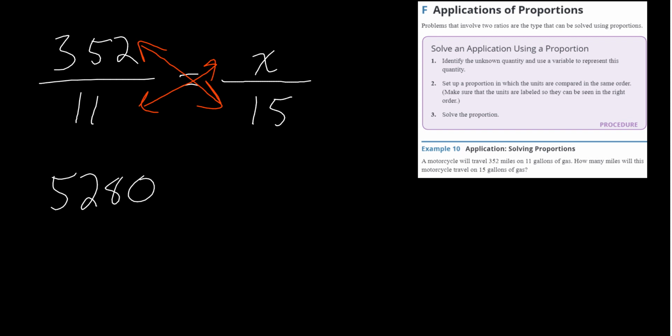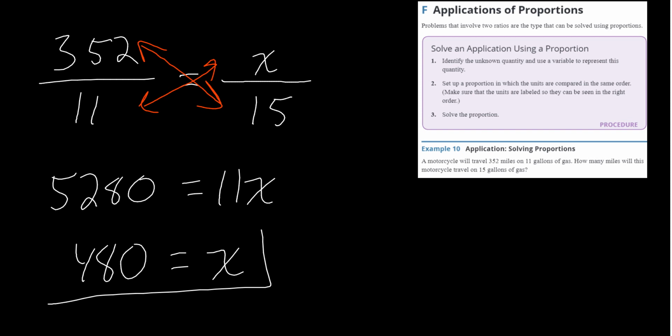5280 is equal to 11 times x, which is simply 11x. All right, we're going to divide this by 11. We get 480. Okay, so we have 480 is equal to x. So on 15 miles, I'm sorry, on 15 gallons of gas, our motorcycle can travel 480 miles.